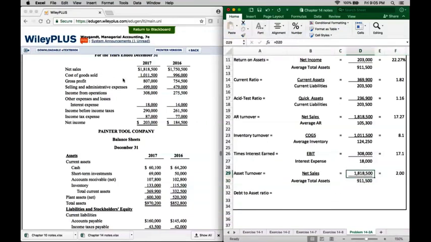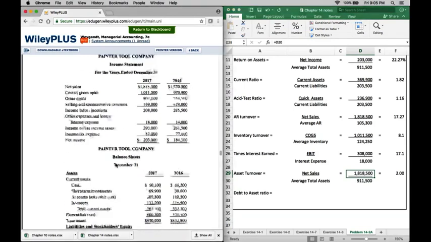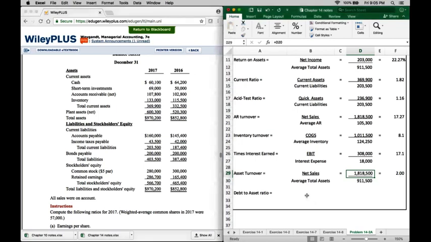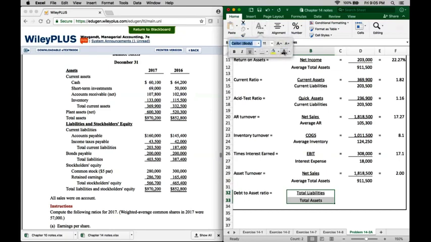The net sales number is the top line number, 18,500. Average total assets is going to be your total assets for 2017 plus total assets for 2016 divided by 2. And here it comes out to an even 2 asset turnover. And finally, we have the debt to asset ratio, basically saying for every dollar you have in assets, how much of that is financed by liabilities?